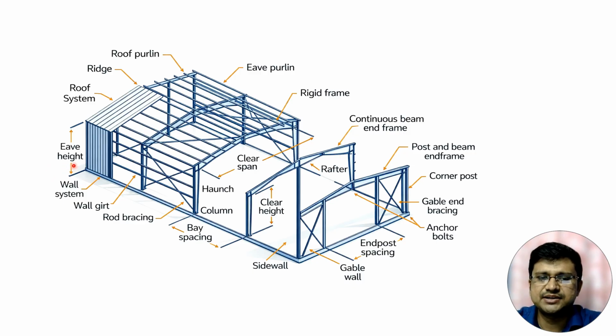Now this is the eave height, this height is the eave height, this is the ridge, these are the roof purlin, this gap is bay spacing.